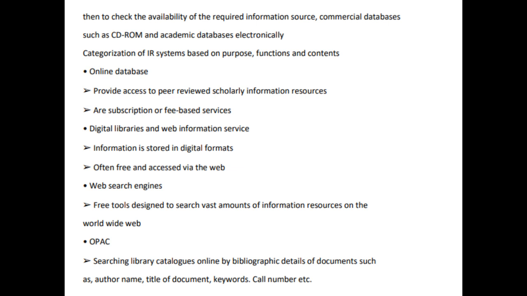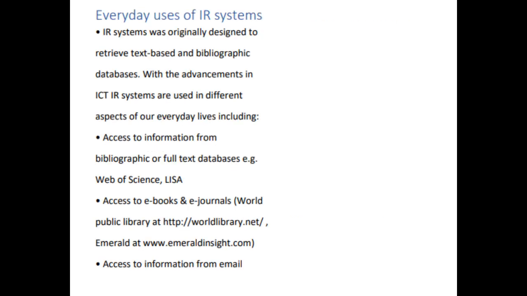Electronic categorization of IR systems based on purpose, functions, and contents. Online databases provide access to peer-reviewed scholarly information. Resources are subscription or fee-based services. Digital libraries and web information services. Information is stored in digital formats, often free and accessed via web search engines. Free tools designed to search vast amounts of information resources on the World Wide Web. OPAC: searching library catalogs online by bibliographic details of documents such as author name, title of document, keywords, call number, etc. Everyday uses of IR systems.